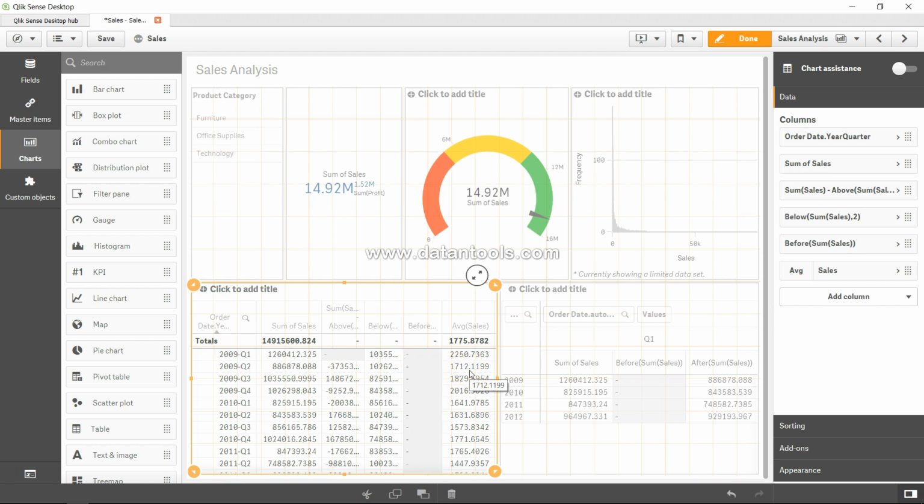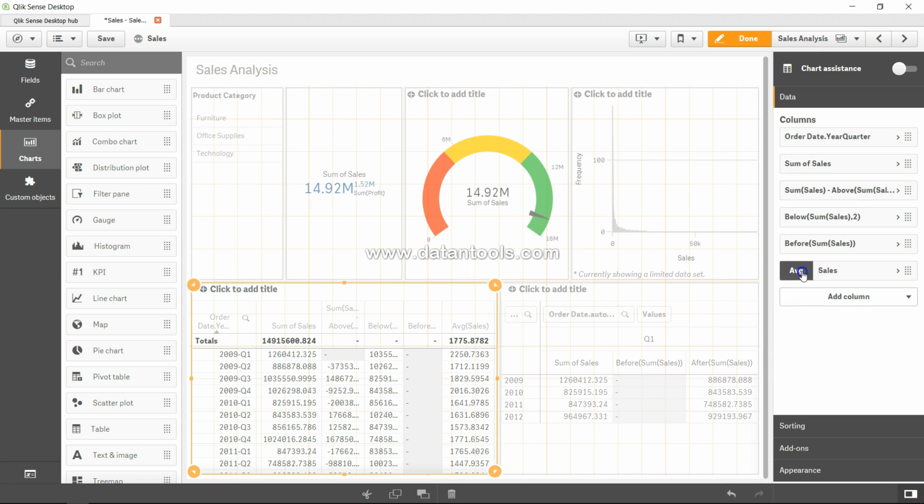helpful in terms of understanding across the different product lines and the different customers that you have, based on all the transactions that are happening, what is the average sale. So in 2009 Q1 it is 2250, then 1712, 1829, and so on and so forth. And then you can go into the reasoning of why the average sales is increasing or decreasing or behaving the way it is behaving.